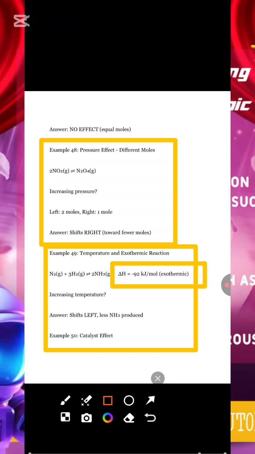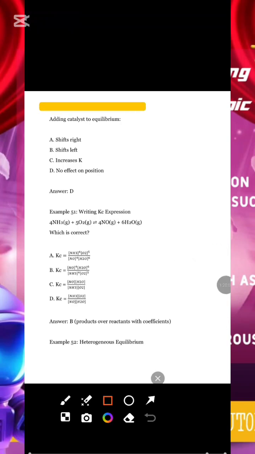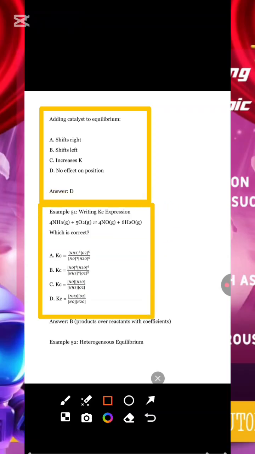Now, example 50. You add a catalyst to a reacting system. What will happen? The answer is D, no effect. It will not shift equilibrium to the left or right, and there will be no increase in K. So that's for that.